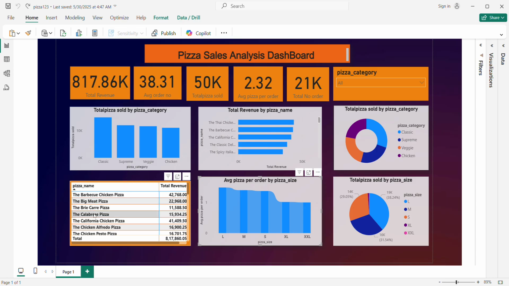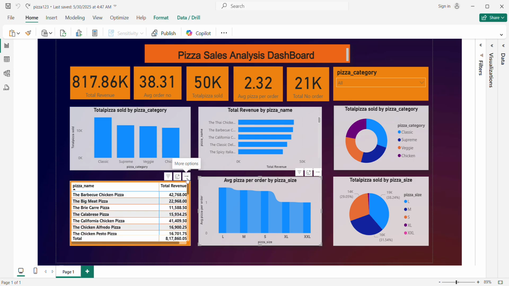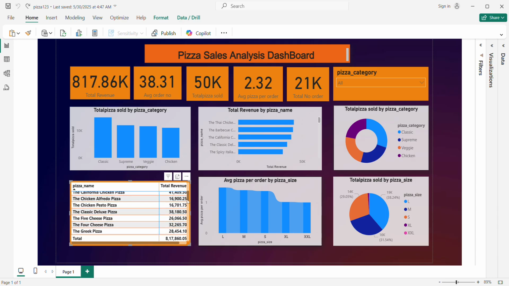pizza name comparison chart showing the total revenues, including different types of pizzas like the Big Meat pizzas, the Calabrese pizzas, and many more things like the Greek pizzas, and the total revenue for each.